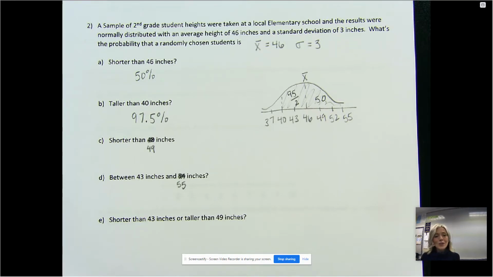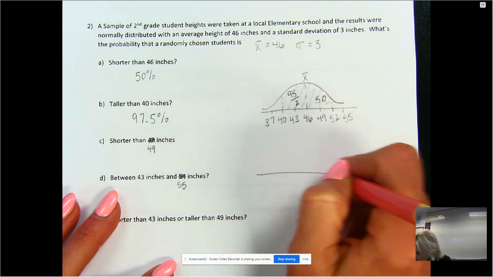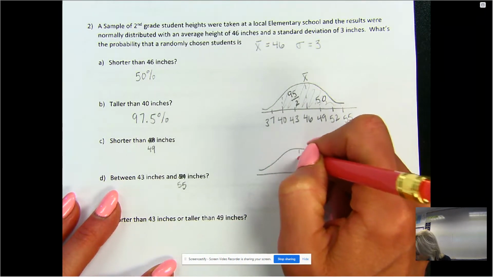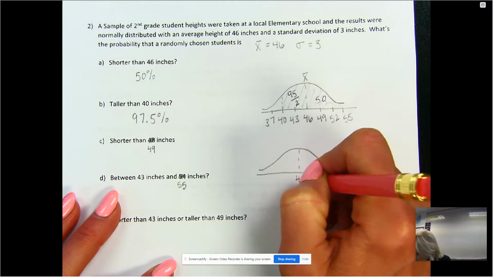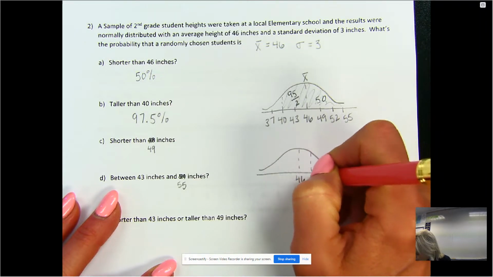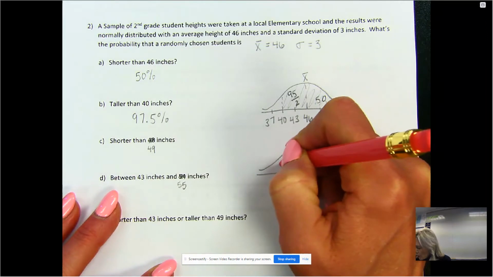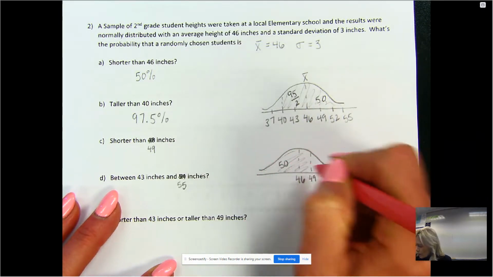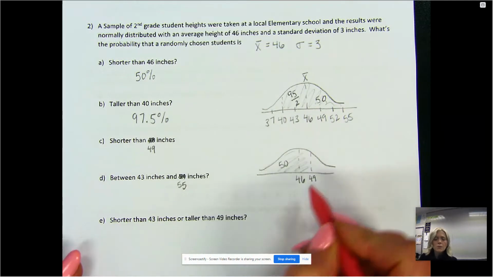So for C, shorter than 49 inches, I'm going to draw a new curve just because it's easier. Like this is 46. This is 49. It's plus 1. So I know this much is 50%, right? And I'm looking for shorter, so all this area. I know that much is 50%.